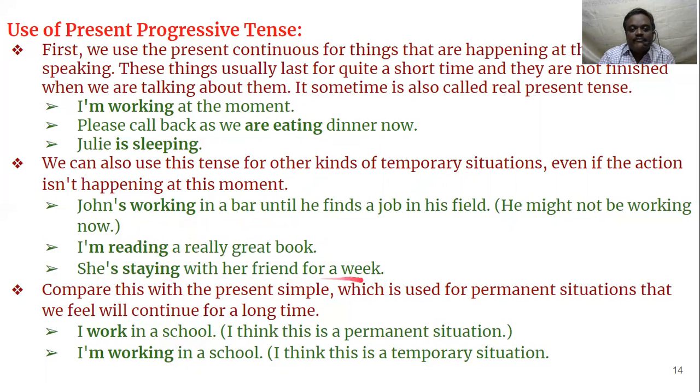She is staying with her friend for a week. So this is also temporary. Only for a week she is going to stay, and she is going to find her own room, and she is going to shift to that room. So here temporary situations are used in present continuous tense.